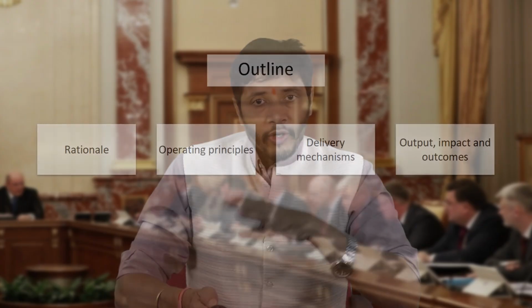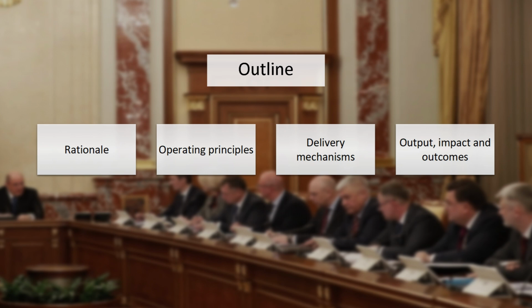If we talk about the present session, what we are going to cover is the rationale behind e-governance, operating principles, delivery mechanism, output, impact, and outcomes. This is important because of the mechanism, the pedagogy, the modus operandi the government is following in order to connect with their citizens, with their country people.